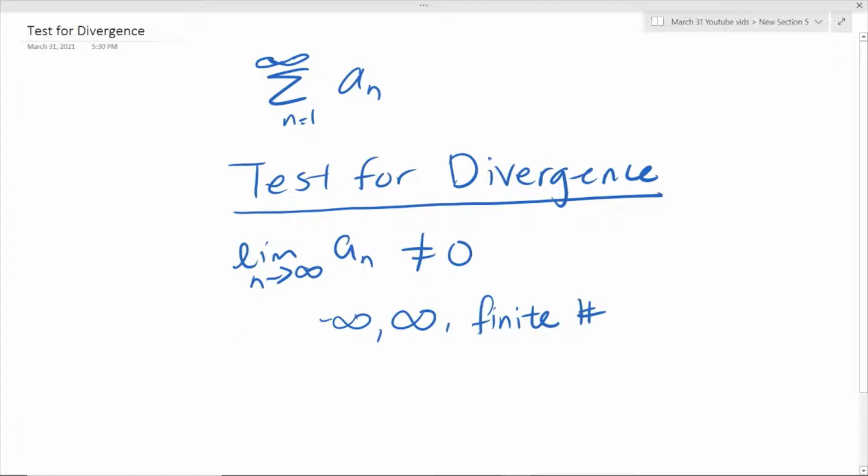However, if we do get it's equal to 0, then we can't conclude that it's convergent. We can't conclude the converse. So if it's equal to 0, we're going to have to use a different test. So now let's start some examples.